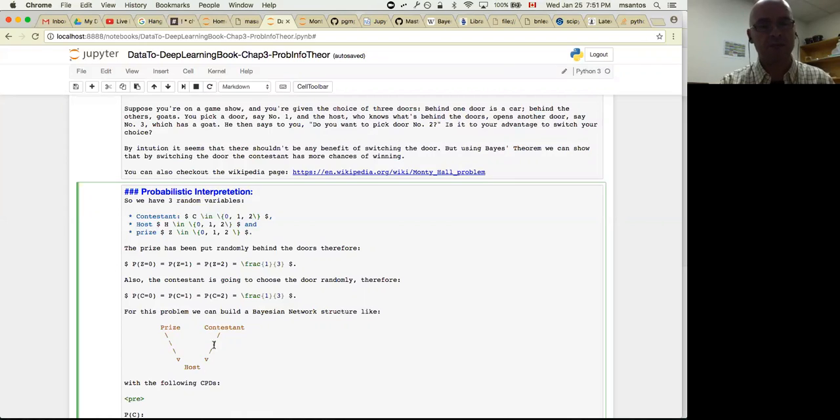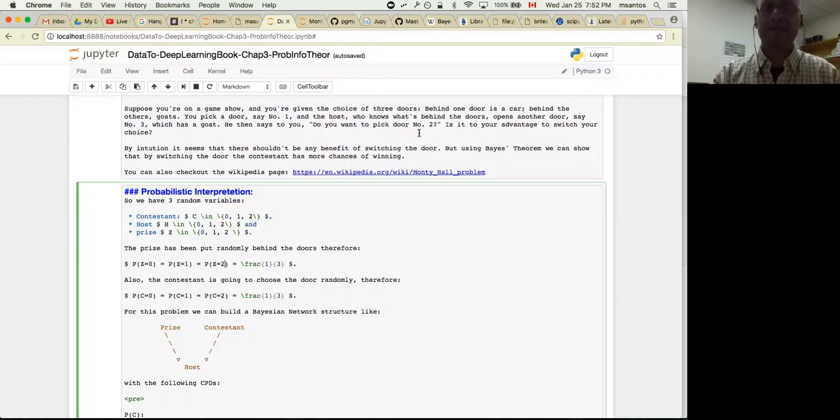So the host will choose one of the other 2 at random. You don't know which one. The price, from your point of view, again, is also random. But the host knows where the price is, and certainly he will not choose the door that has the price. So somehow, by the host picking door number 2, he is conveying some information about where the price is.